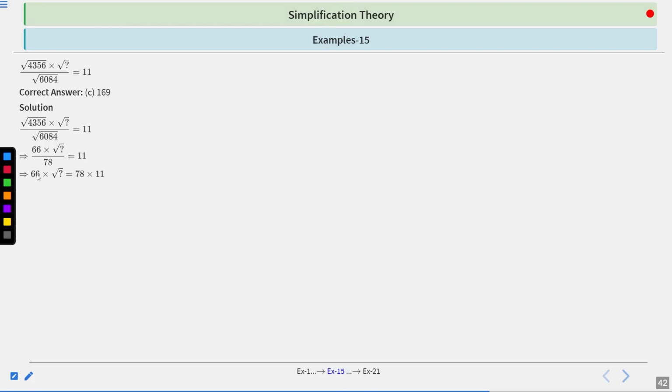11 cancels out 66, 6 times. So we can write it. If we multiply, we get 66 multiplied by under root question mark equals 858. So when we divide, under root question mark equals 858 divided by 66. So we get in the place of question mark 13 square, which is equal to 169. So C is the correct answer. Next one.